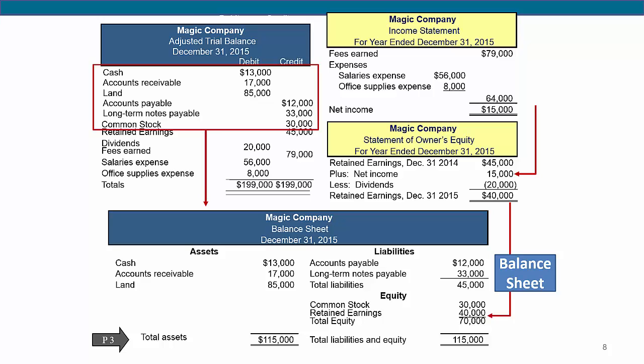And finally, we will prepare the balance sheet using both the adjusted trial balance and the statement of retained earnings. And here it's mistakenly referred to as a statement of owner's equity. It is a statement of retained earnings. And finally, I guess, the important point, you should know this by now, the balance sheet must balance. Total assets must equal total liabilities and equity.